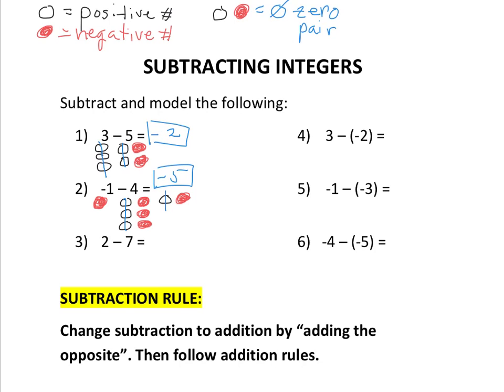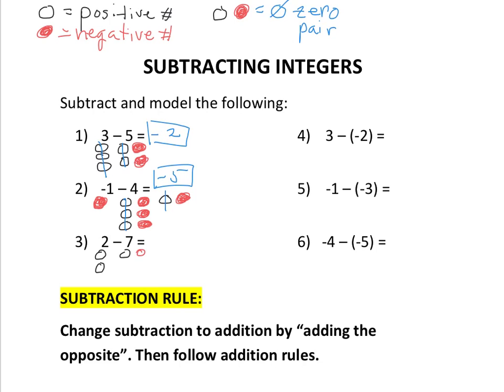Number 3. This time we're going to start with 2 positive numbers, so that would be 2 white counters. And we have to take away 7 positive counters. I only have 2 to take away, but I need 7 total, so that means I'm 5 counters short. So that right there tells you how many 0 pairs you need to add. If I'm short 5 positive counters, I need to add 5 0 pairs here. So here we go.